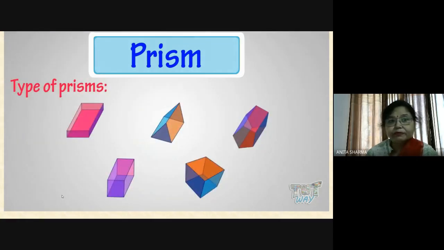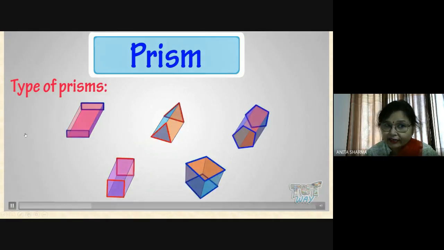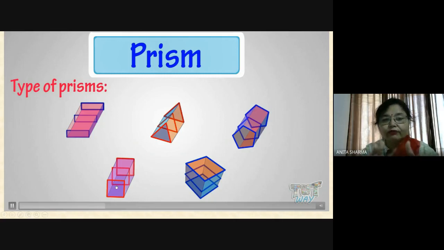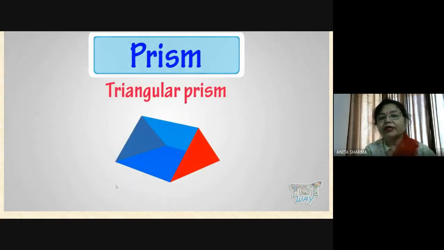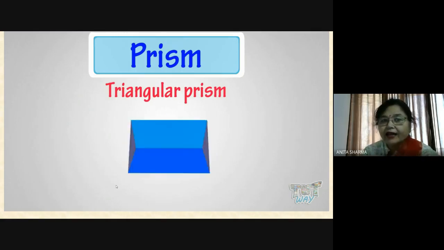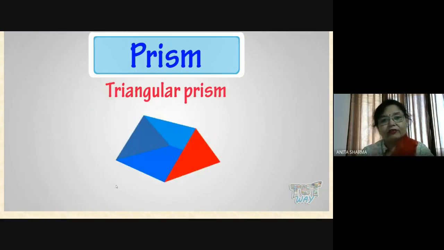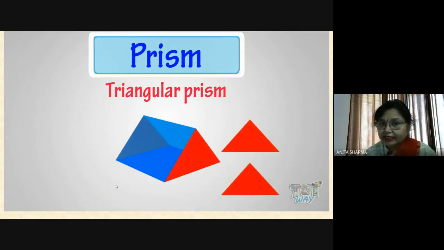And now the types of prisms are in front of you. Here, the base ends are rectangles. Here, the base ends are triangles. Here, the base ends are pentagons. Here, the base ends are squares. If you drag a square, you will get this. Now just see a triangular prism here. If you drag a triangle, then you will get this prism. Base ends are triangles, same size, same shape, and the side faces are rectangles.